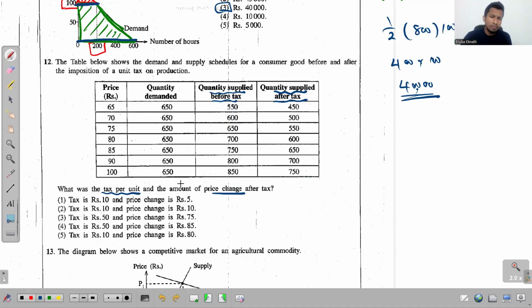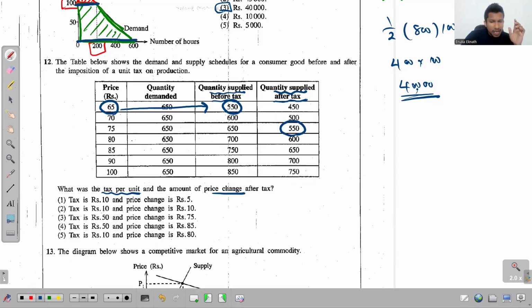Right now, you just pick, let's say, for example, this 550, right? So before imposing the tax, the suppliers were able to provide 550 units to the market at a price of rupees 65. They only wanted rupees 65 to provide 550 units to the market.